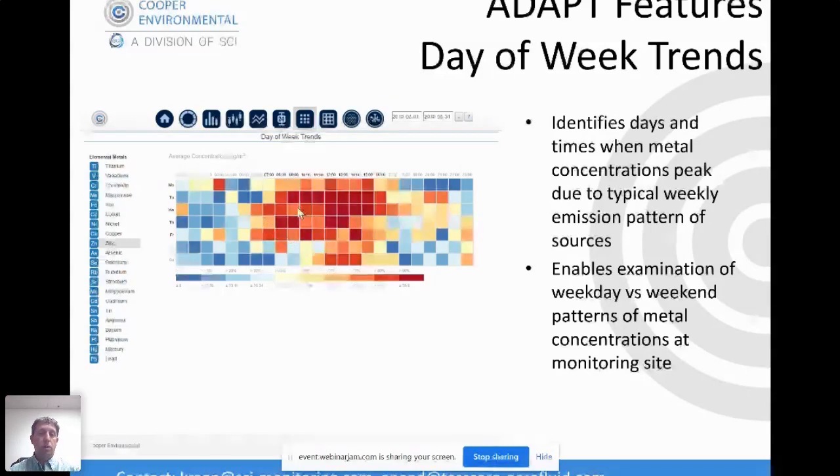Again, the highest concentrations in this example are typically during the day and during the work week, so you probably have a source, something like an industrial source, operating during normal business hours.